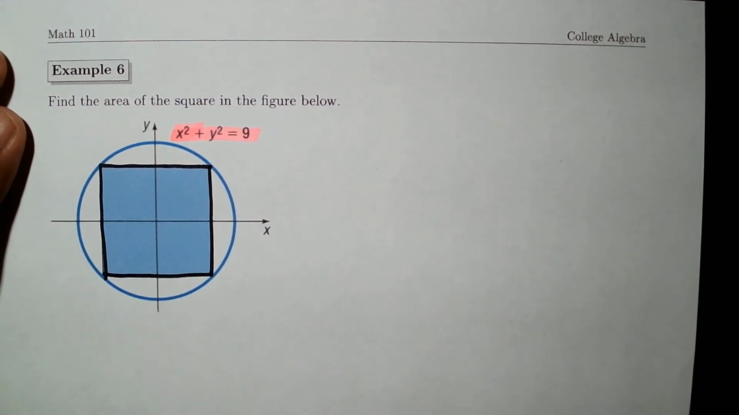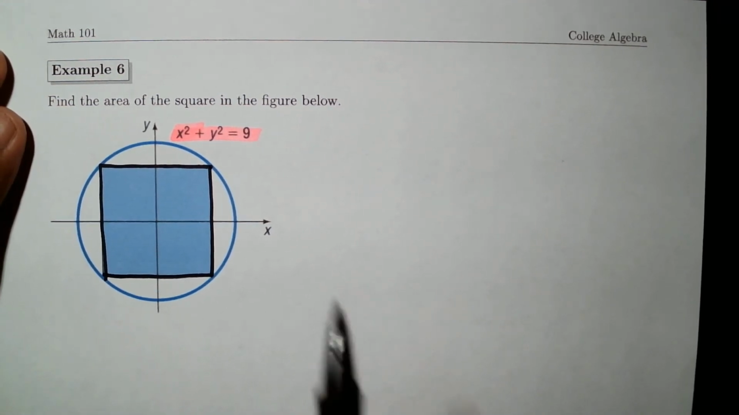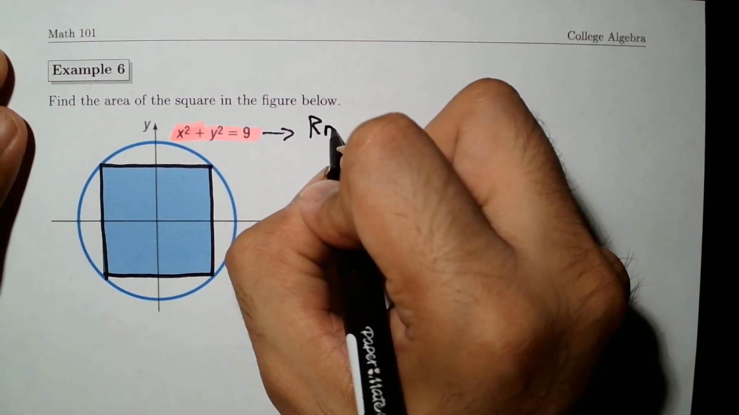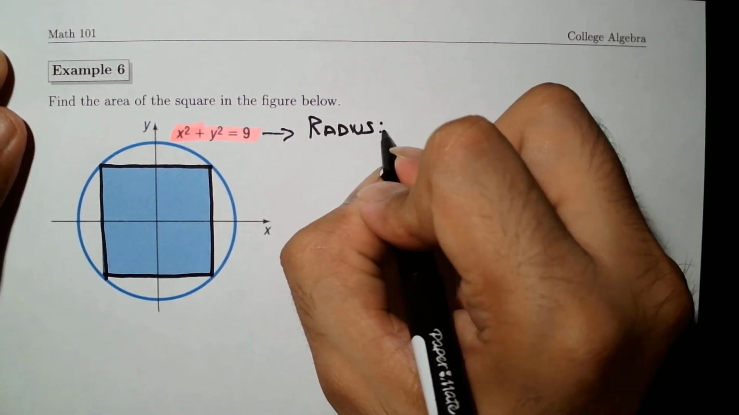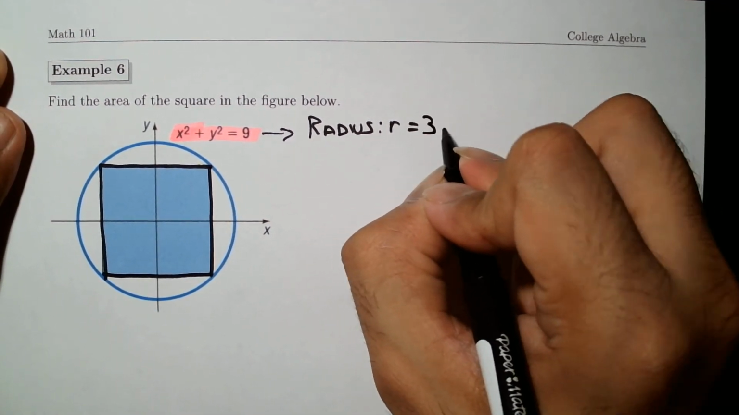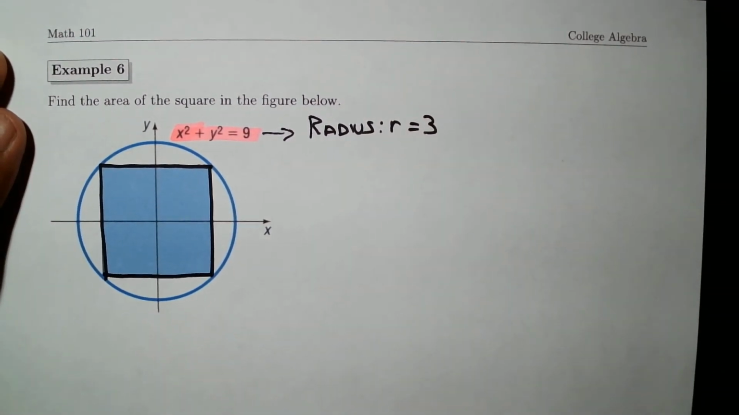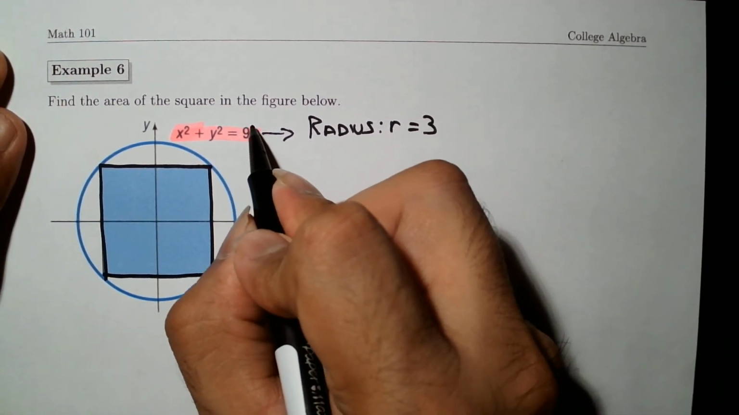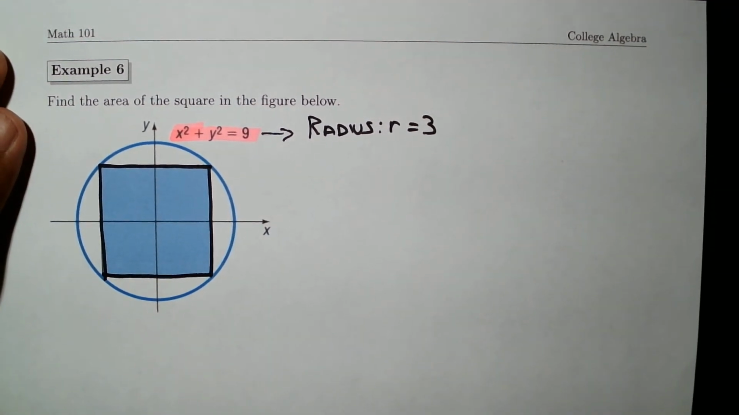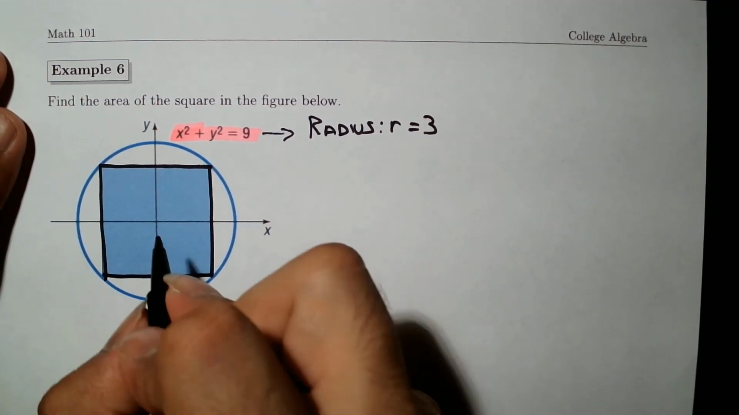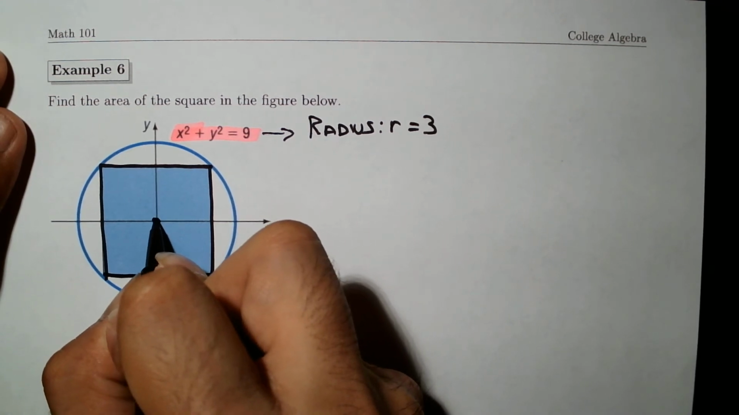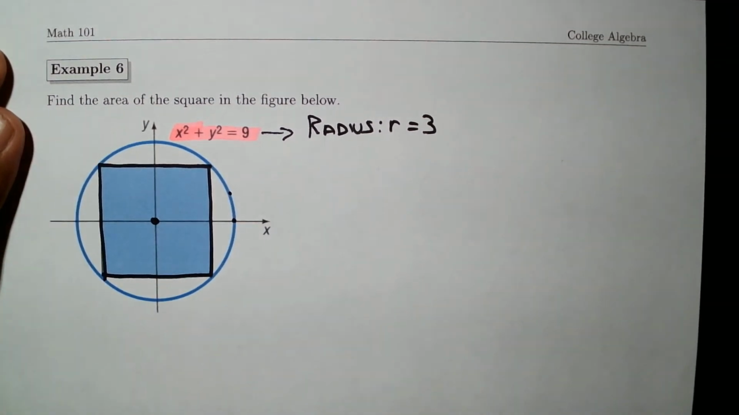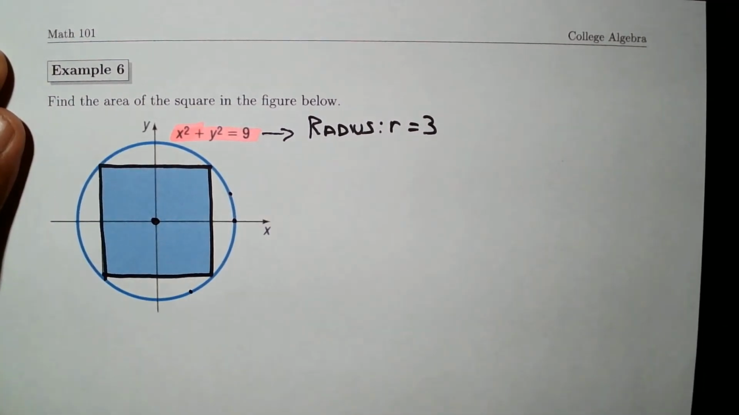Well, we are going to use the information from the circle. In this case, this is telling us that the radius is r equals 3, because 3 squared is the 9 that you see. So the radius is the number whose square is the constant term, or the right hand side, of the equation of a circle. That means that the distance from the center to this point is 3. The distance from the center to this point is 3. The distance from the center to this point is also 3.